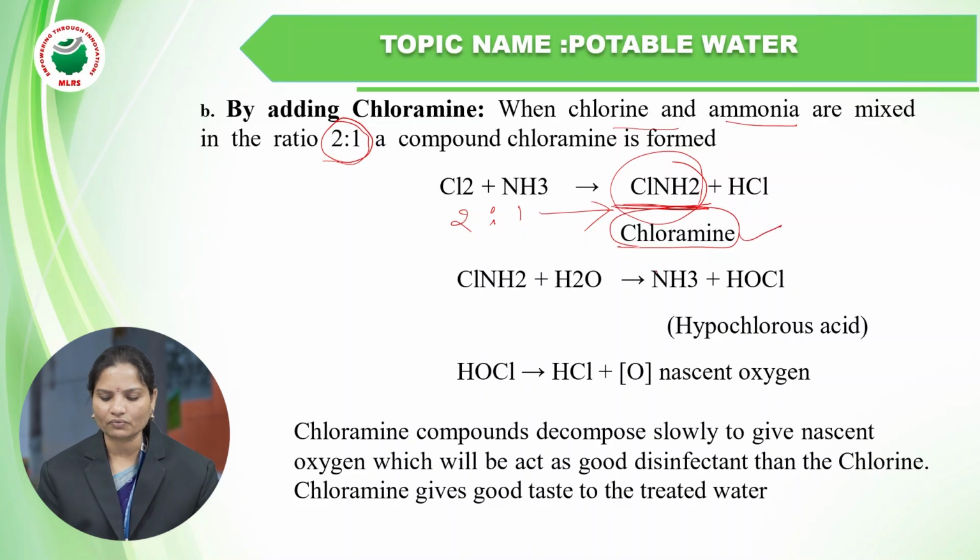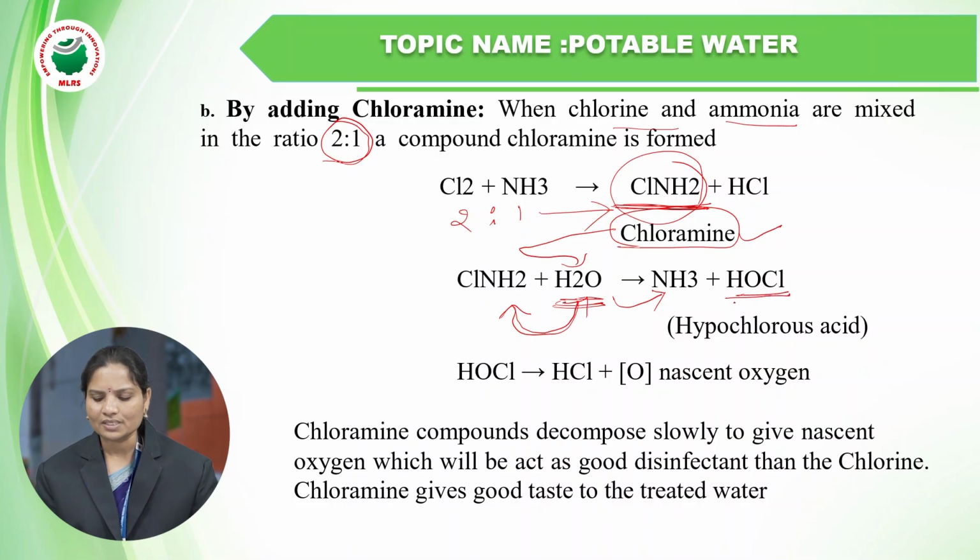Whenever we add this chloramine to water, the chloramine interacts with the water, and the reaction produces ammonia gas and HOCl. You know it's hypochlorous acid, a very powerful oxidizing agent and disinfectant. This HOCl again decomposes to produce HCl and nascent oxygen, which is also a powerful disinfectant.